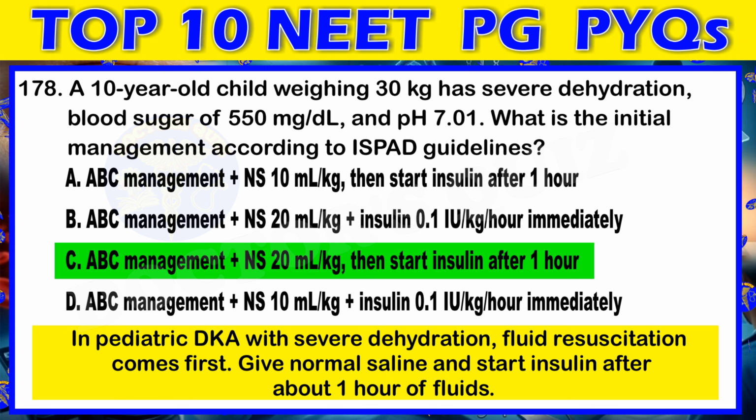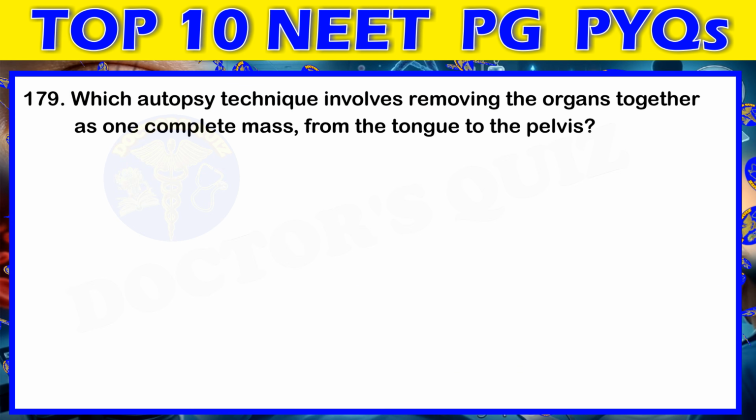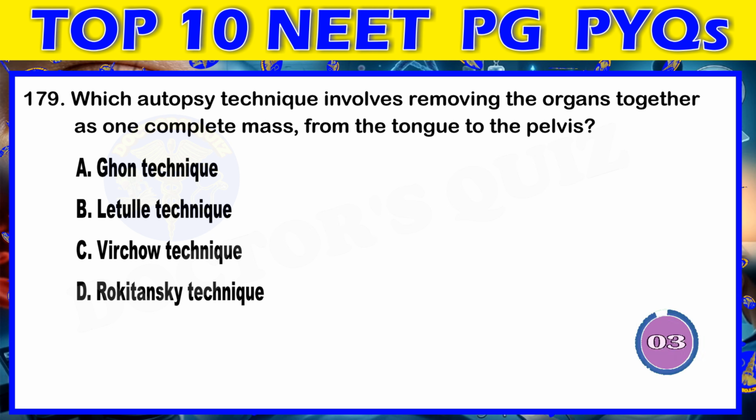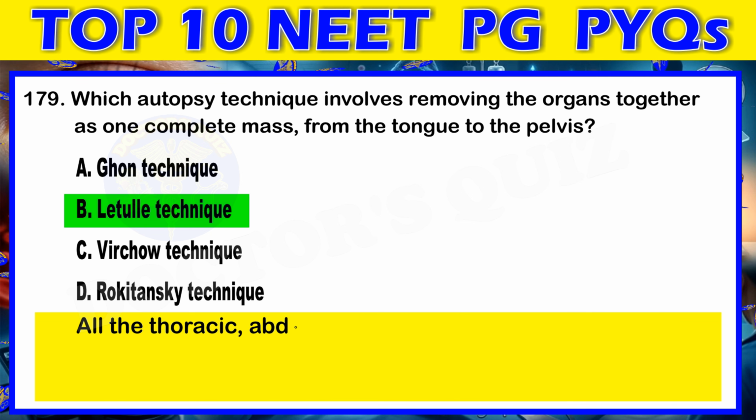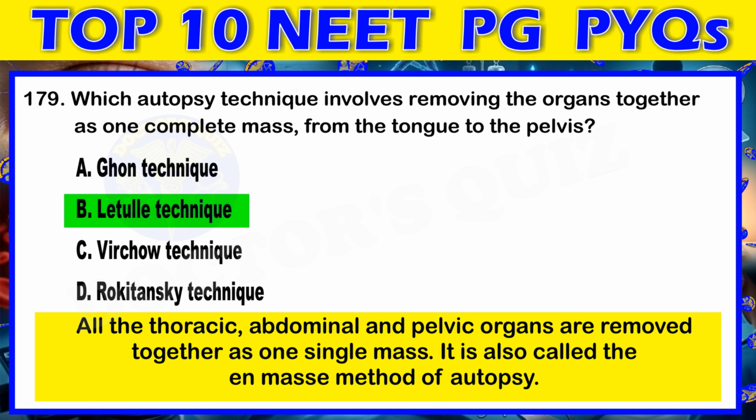Which autopsy technique involves removing the organs together as one complete mass from the tongue to the pelvis? Right answer is option B, Letulle technique, which means all the thoracic, abdominal and pelvic organs are removed together as one single mass, and it is also called the en-masse method of autopsy.